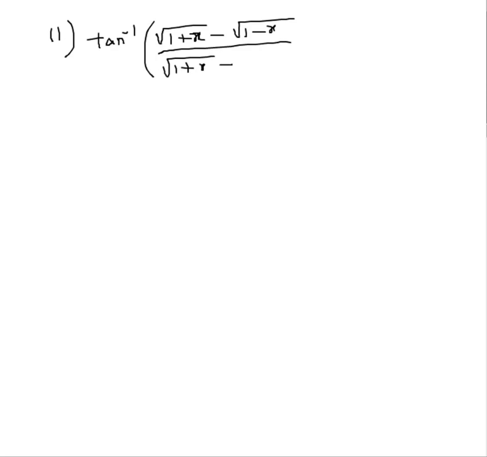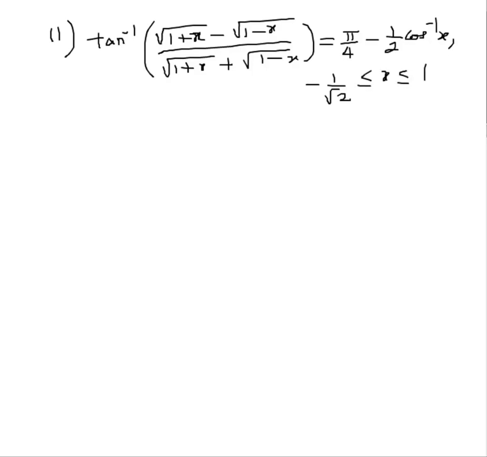Question 11. Prove that tan inverse of root of 1 plus x minus root of 1 minus x divided by root of 1 plus x plus root of 1 minus x equals pi by 4 minus half cos inverse of x. We have to prove this. And the condition given is minus 1 by root 2 less than or equal to x less than or equal to 1.